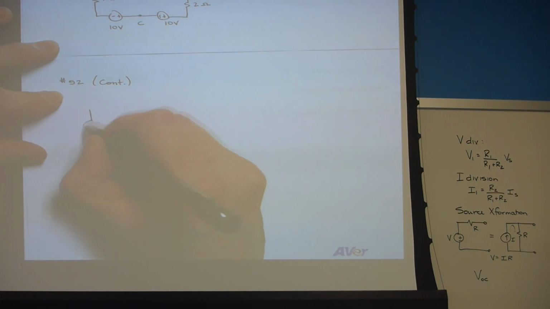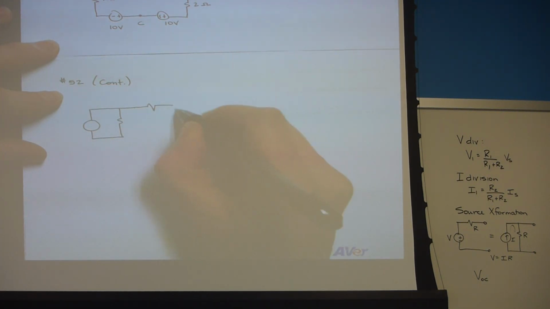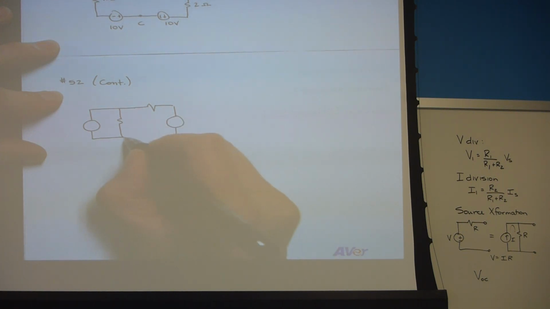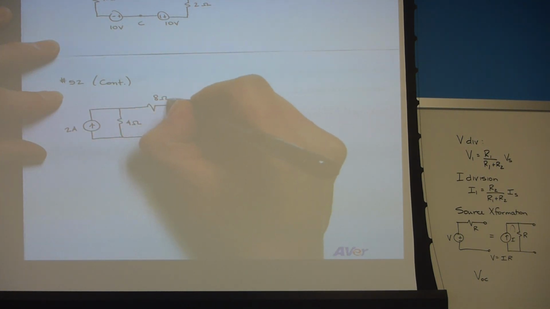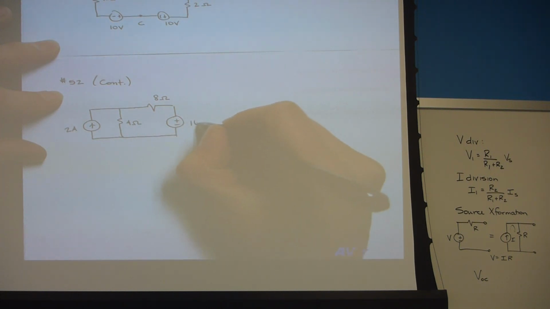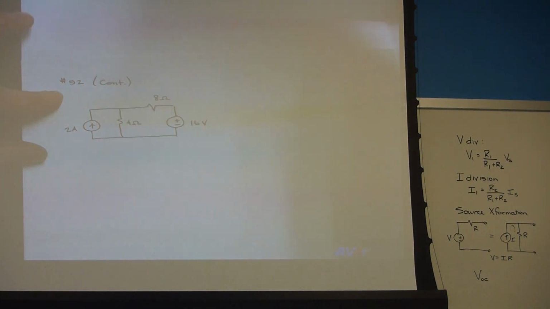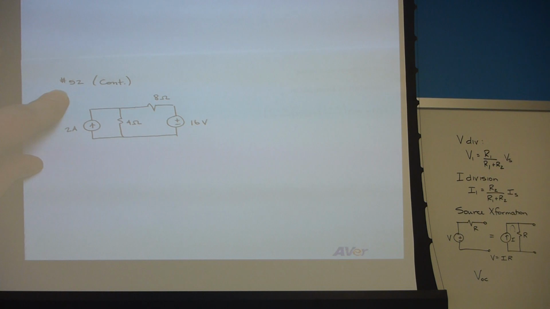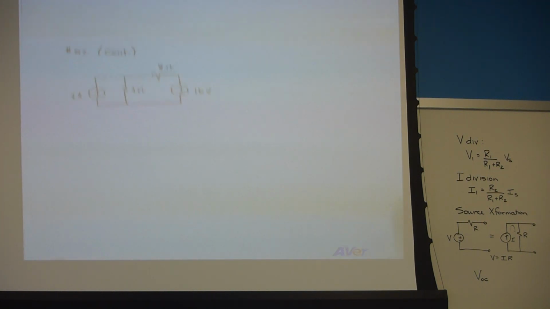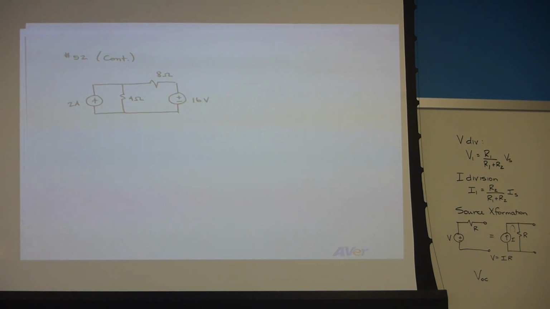So we're going to have this one. So we have 2 amps. We have a 4 ohm resistor that we're interested in, 8 ohms, and 16 volts. That is a dramatically simpler circuit.